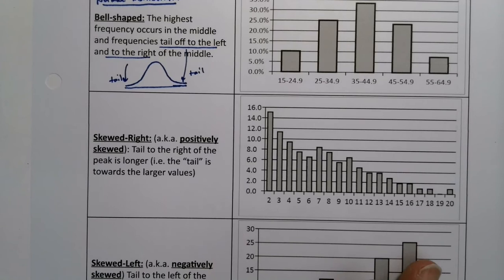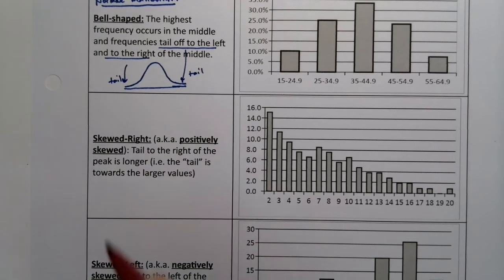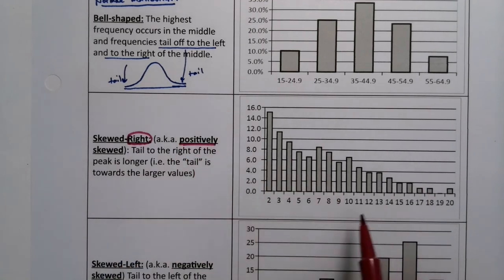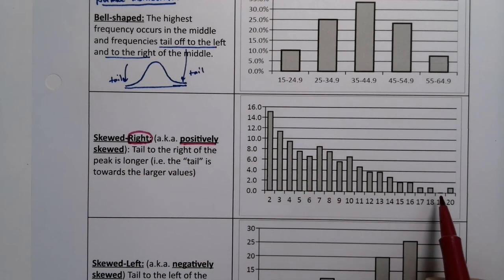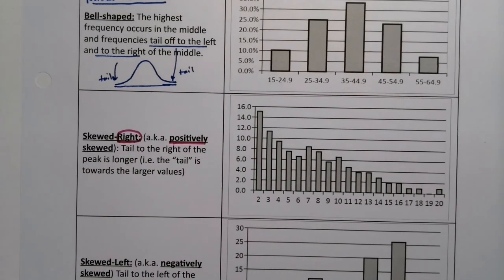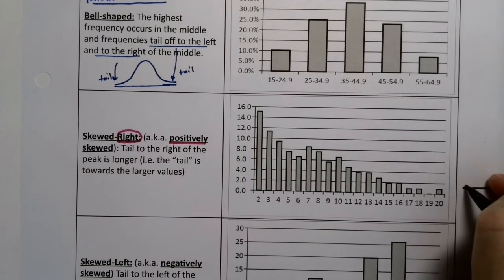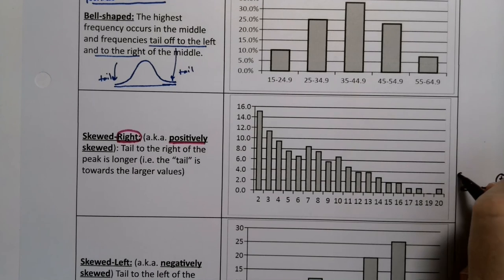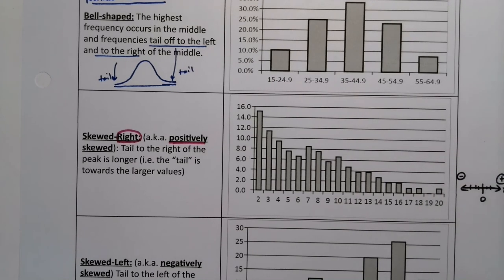All right, now a skewed right distribution. It's also known as positively skewed. Now the reason it's positive is because on the x-axis, which is what this is, if you remember, draw your little x-axis. So here's the x-axis, with the number line. If that's the x-axis, then over here is the positive side and over here is the negative side. And here's 0 in the middle.